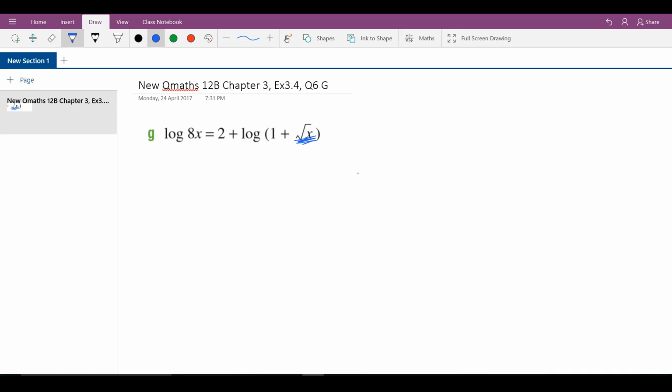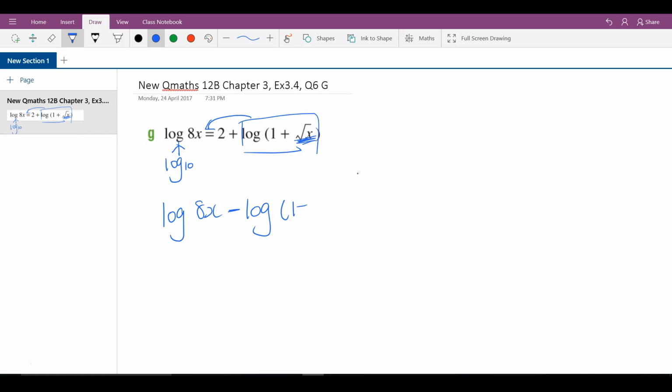Normally, when I see a log that is not given a specific base, I will usually just pretend it will be log 10. So what I would do is put the logs together. So log ax, move this bit to that side, minus log 1 plus root x equal to 2.